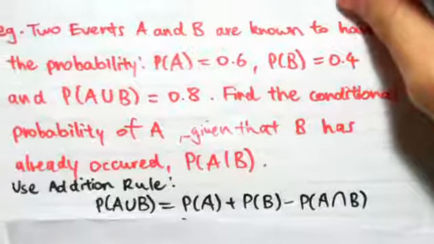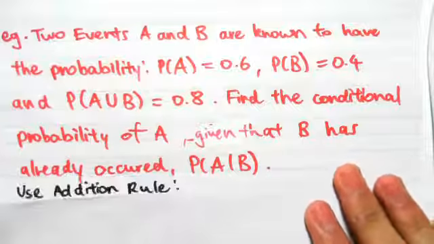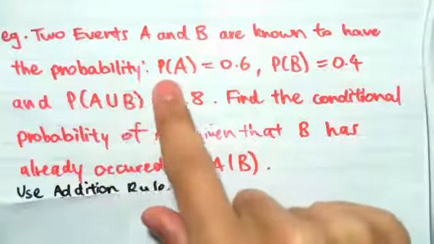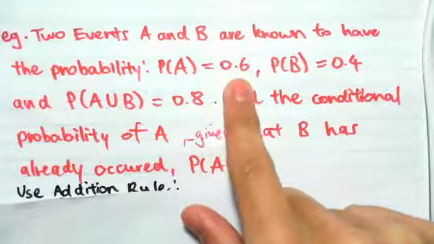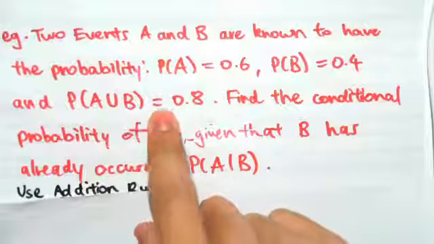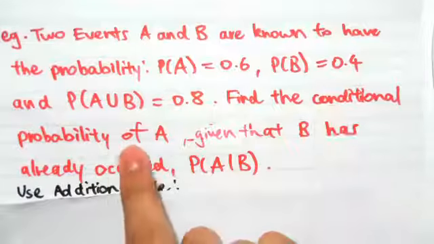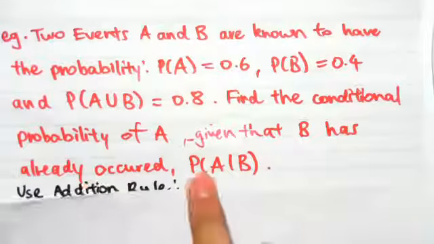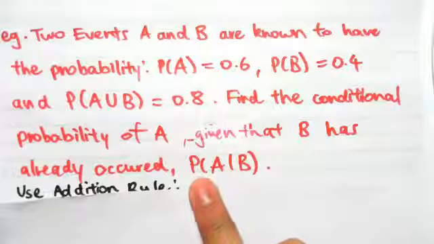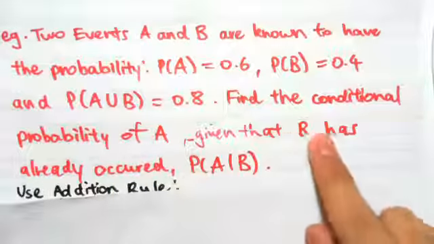So a good way to understand this is to look at an example. So let's say we had two events. They're known to have the following probabilities. The probability of A occurring is 0.6, the probability of event B occurring is 0.4, and the probability of A union B is equal to 0.8. So we need to find the conditional probability of A given that B has already occurred. So P of A given B. This notation here is called a conditional probability. Okay, so this means the probability of A given that B has already occurred.